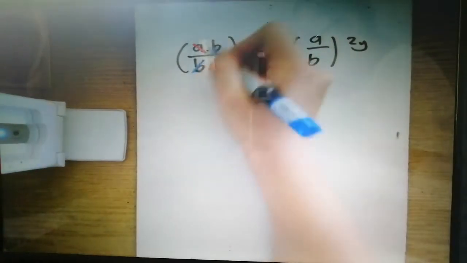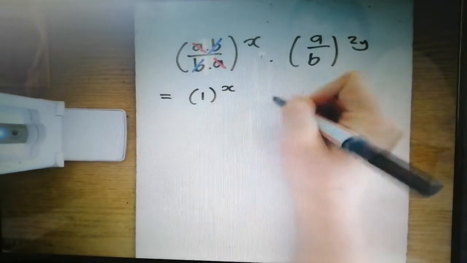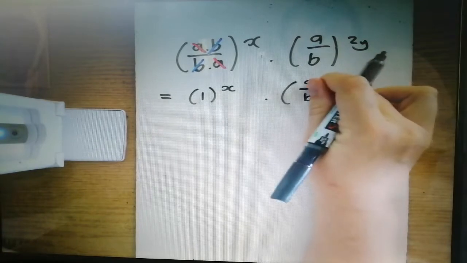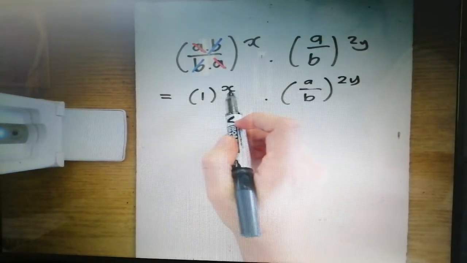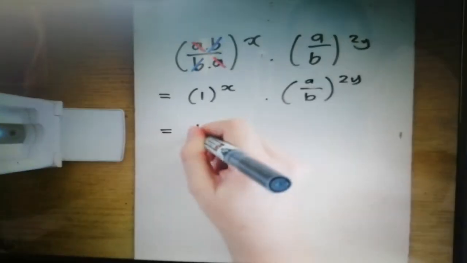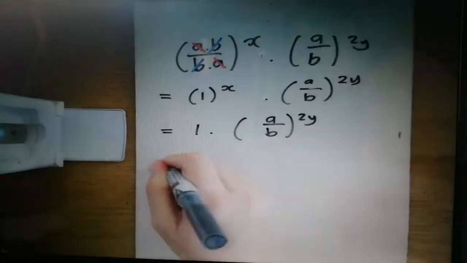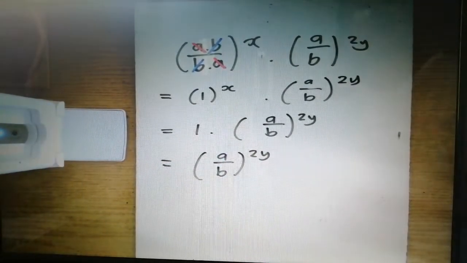That cancels, okay? And my b's cancel. And all of a sudden, I actually have 1 to the power of x times a over b to the power of 2y. What did we discuss earlier about 1 raised to an x? It always comes out as 1, times a over b to the power of 2y. So my answer is simply a over b to the power of 2y. That's a very complicated one.